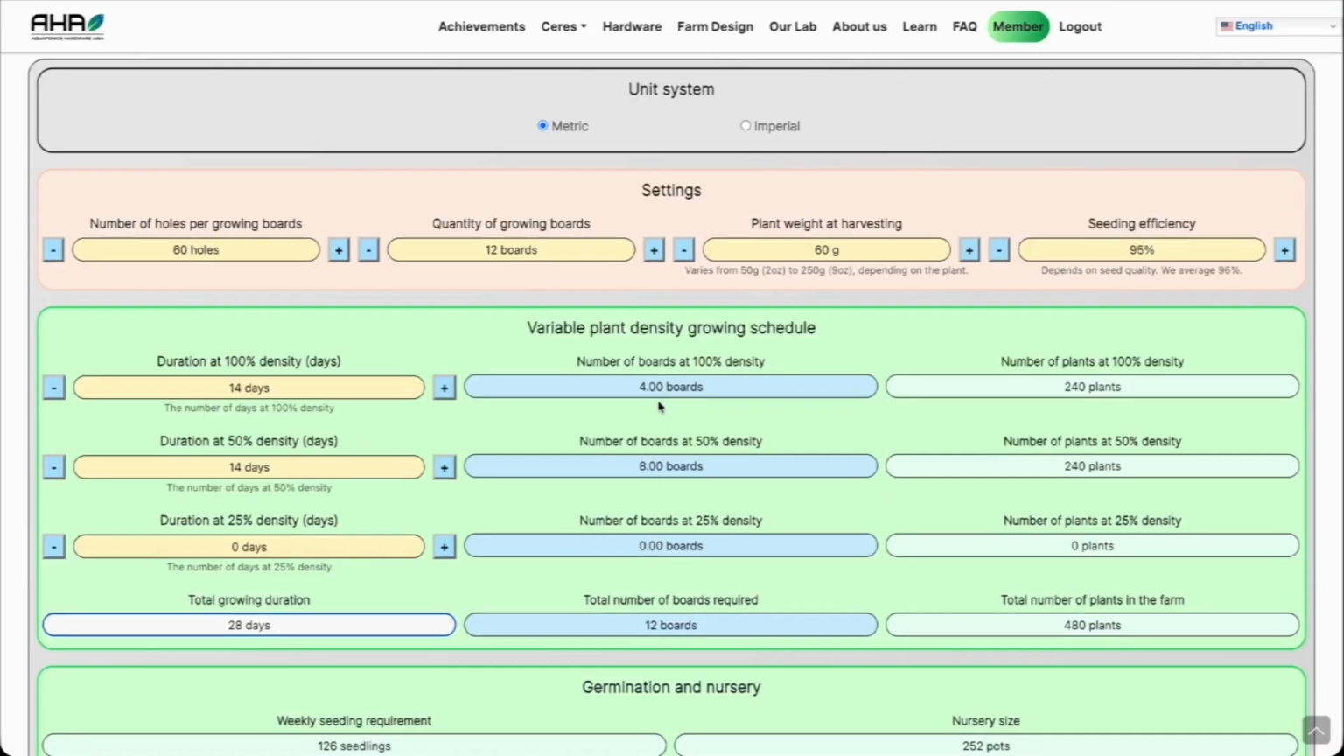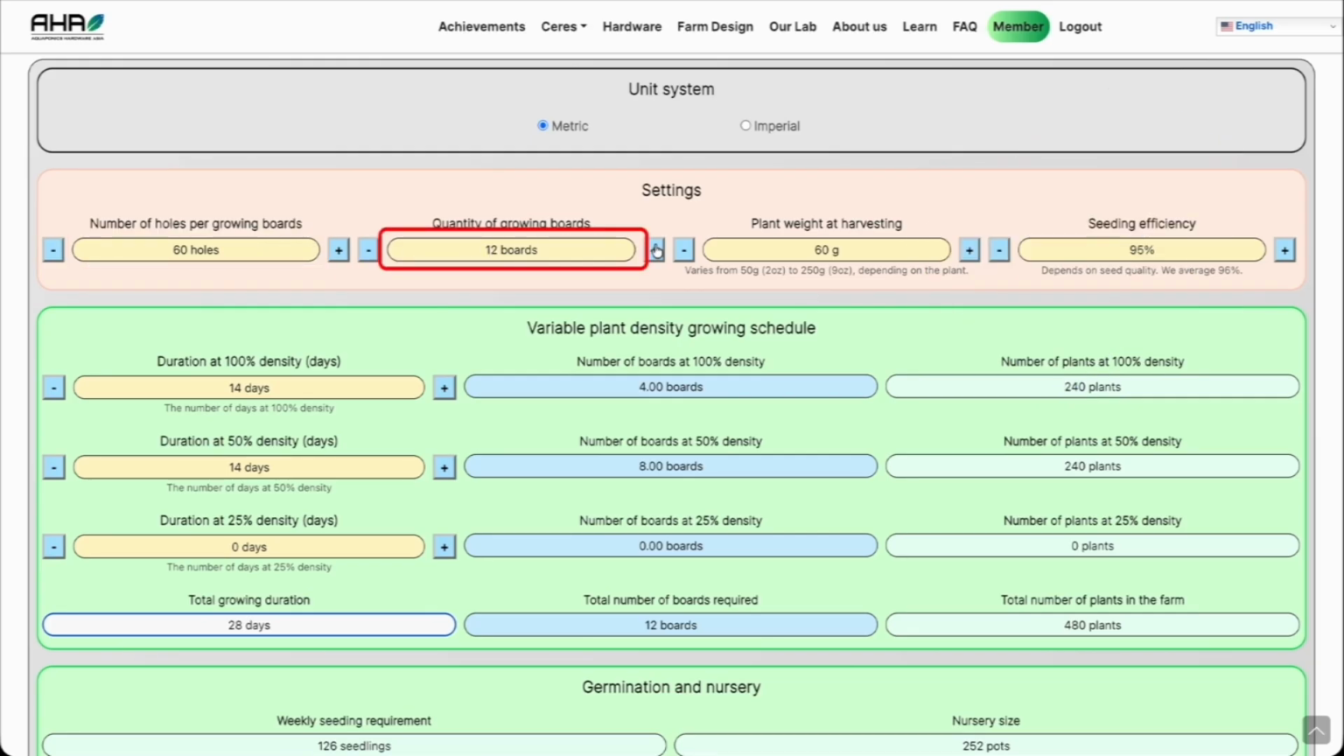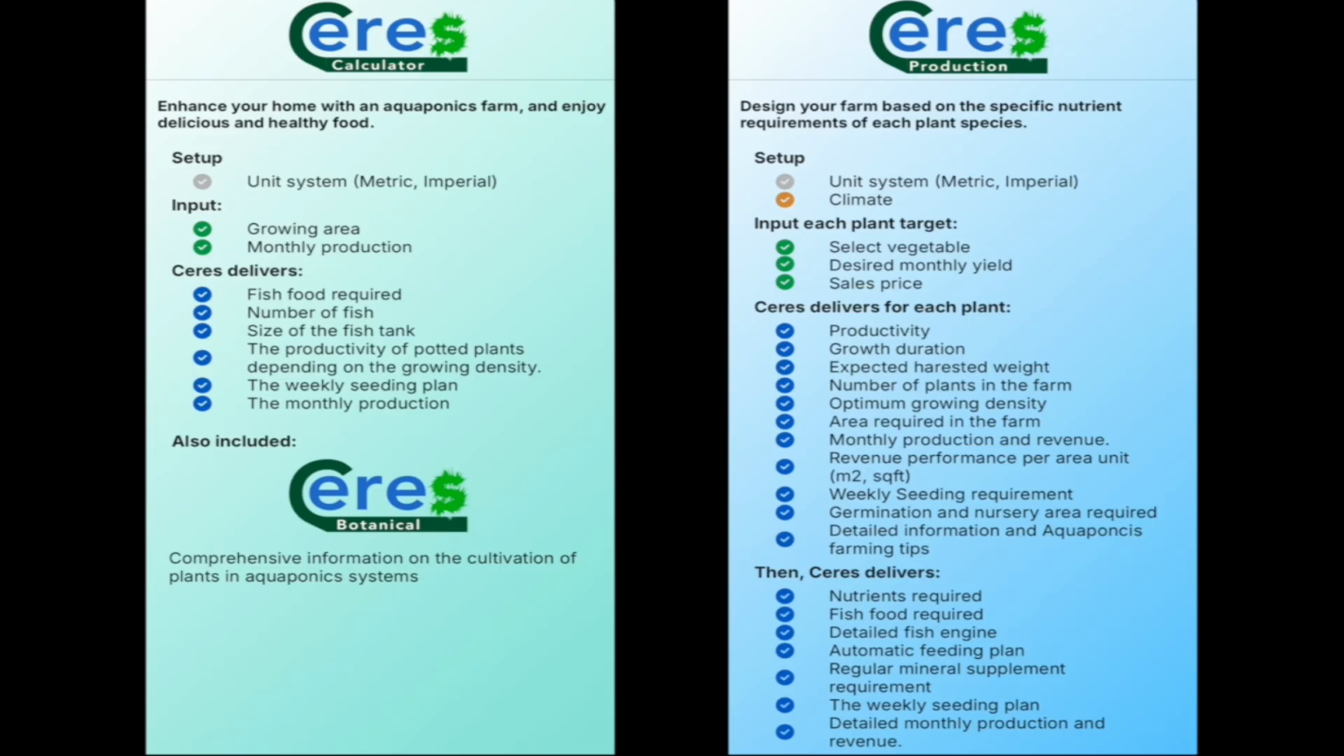Let's do a calculation for AHAS. We will use the metric system this time. Our floating boards have 60 holes. We will allocate 12 boards to AHAS. Since Ceres Calculator does not provide productivity information, you need to enter the harvesting weight and duration for each density for the vegetable you want to produce. Alternatively, Ceres Production provides this information based on our 10 years of productivity testing.